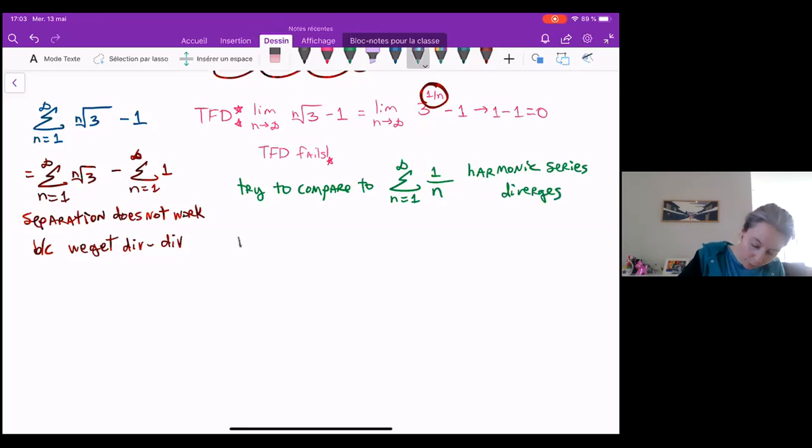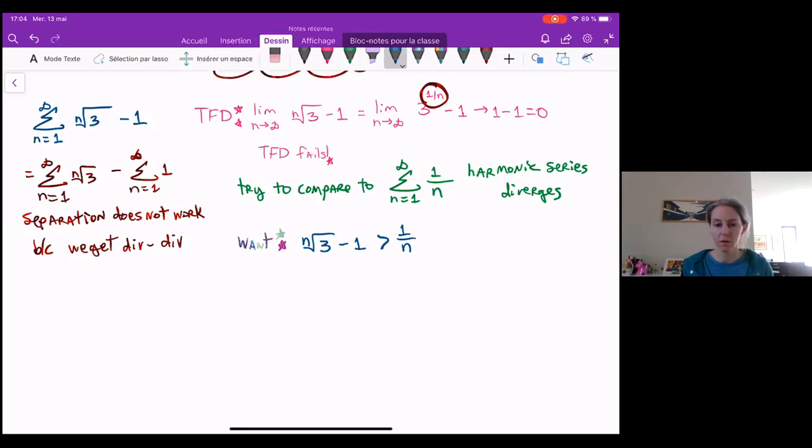So then the thing that I would want to be true is for the nth root of 3 minus 1 to be bigger than 1 over n. Well, that's just not extremely obvious, not evident, and the inequality is maybe not the easiest thing to solve either, so we're just going to go straight to the limit comparison test. We're just going to ignore figuring out if that's true or not. We're going to say, yuck, limit comparison test.